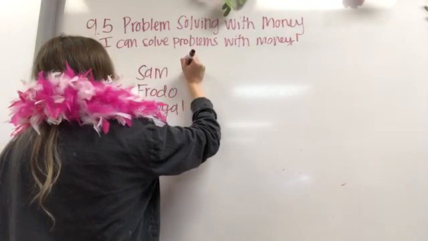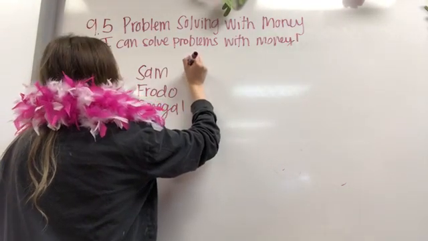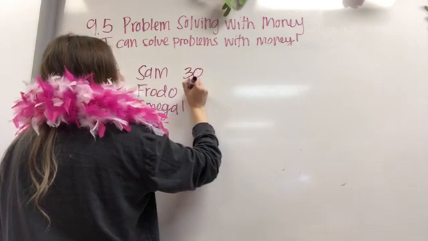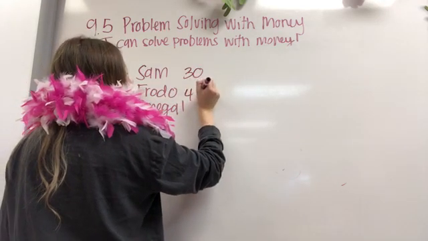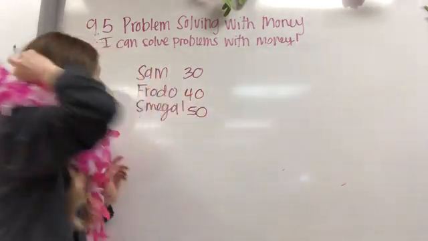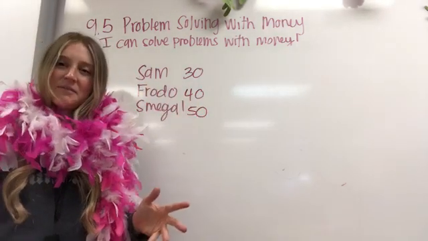And they each have 30 cents. And this one, Frodo, has 40 cents. And Schmeagol has 50 cents. How much do they have altogether?